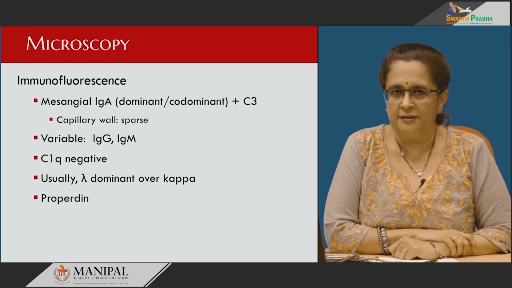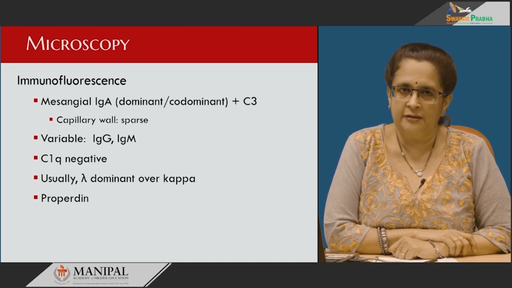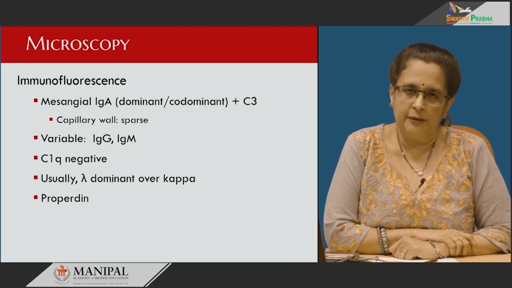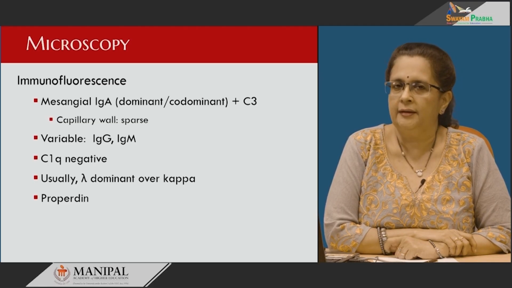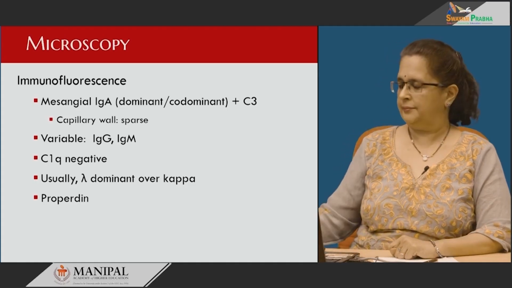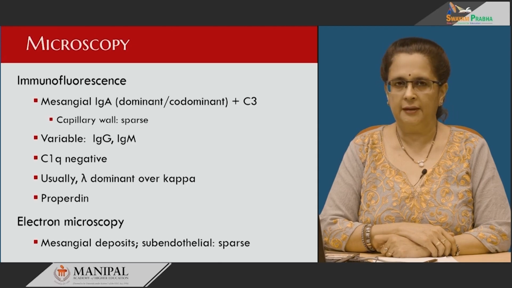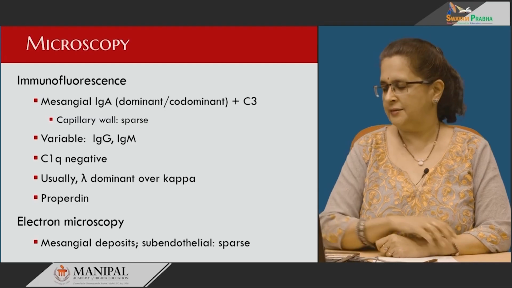IgG may sometimes be seen as also IgM, but C1q, that is a classical pathway, is negative. Usually amongst kappa and lambda, it is lambda dominant, and rarely properdin can also be seen. Electron microscopy depicts mesangial deposits predominantly, and rarely a few deposits can be seen in the subendothelial space.